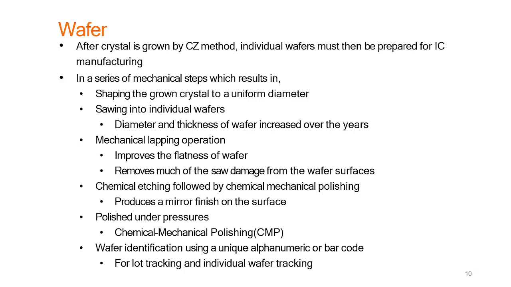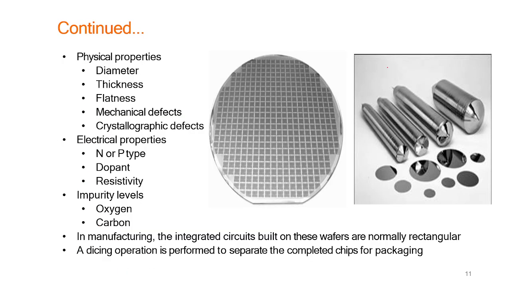After crystal growth in the CZ method, there is a series of mechanical steps we need to do: shaping and growing the crystal to uniform diameter, and you are getting ingots. These ingots' edges you need to cut. Then sawing into individual wafers, mechanical lapping operation, and chemical etching. Etching means unwanted things we need to remove. Then polishing under pressure and wafer identification.